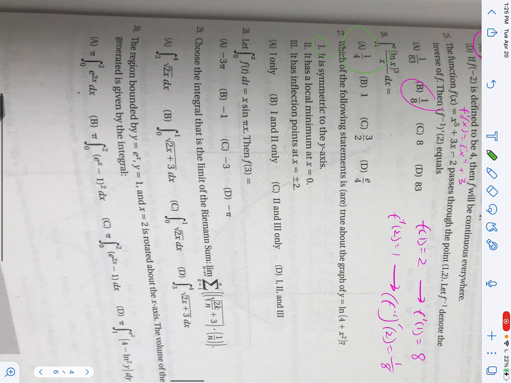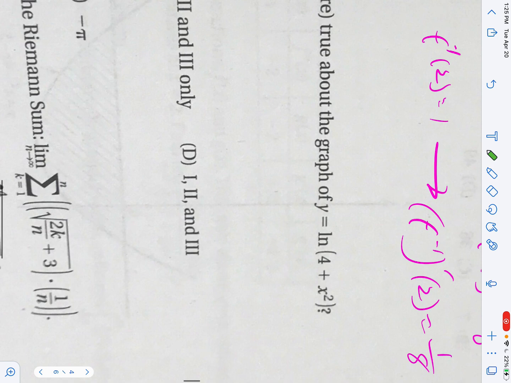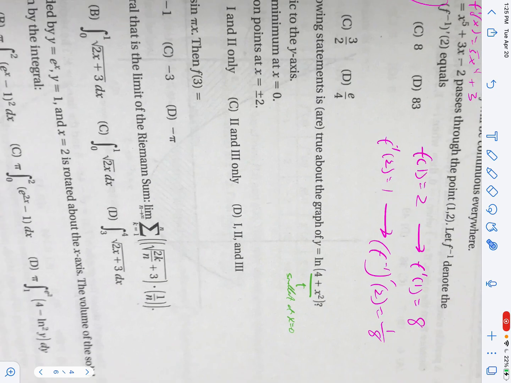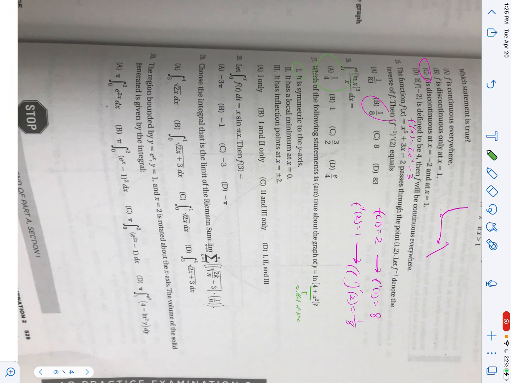Does it have a local minimum at x equals 0? Well, you'll notice that the inside is smallest at x equals 0. And natural log is an increasing function. So whenever the inside is smallest, natural log is smallest. So that's true as well. So 2 is also true.